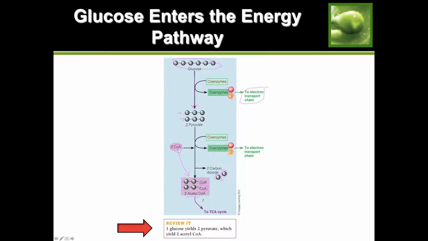Those 2 acetyl-CoAs then go into the TCA cycle. And just like before, any leftover hydrogens or electrons are taken to the electron transport chain, okay?